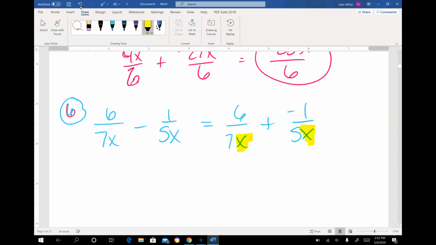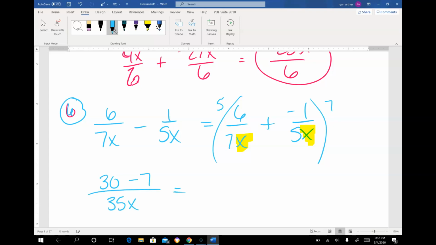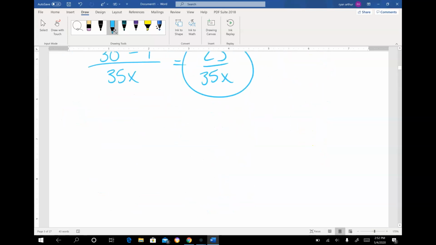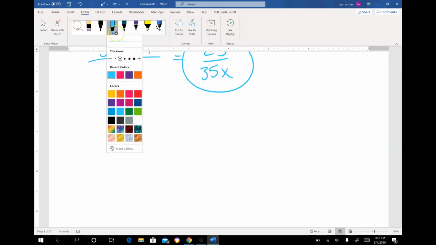They're not in that factor form. Okay? They have an x in common, but the 7 and 5 can't go into each other, but they both go into 35 together. So I'm going to multiply this by 7, multiply this by 5. So that's going to be 30 minus 7 over 35x. Well, 30 minus 7 is 23 over 35x, and you can't simplify that. Okay. All right. Number 7.